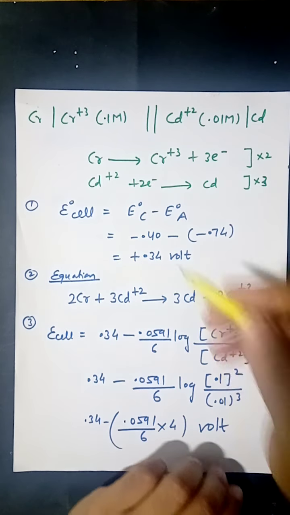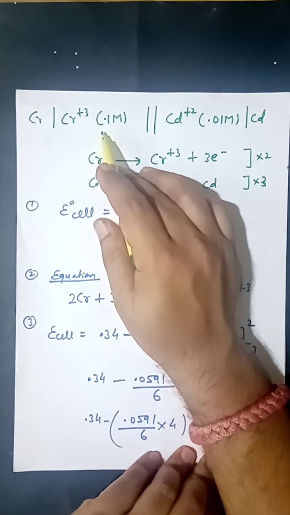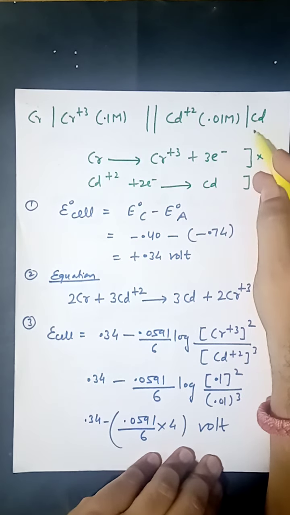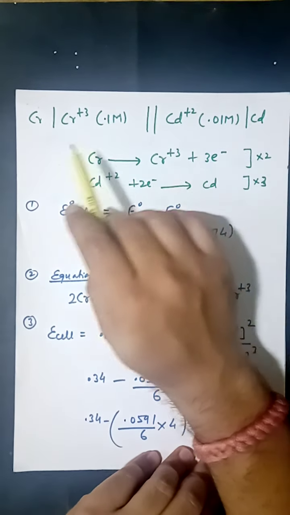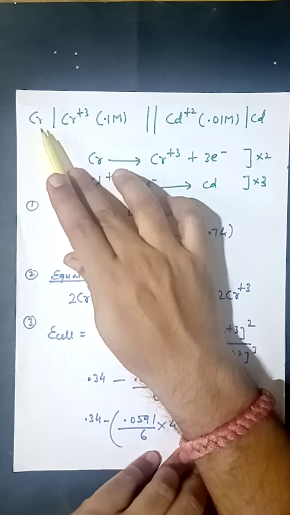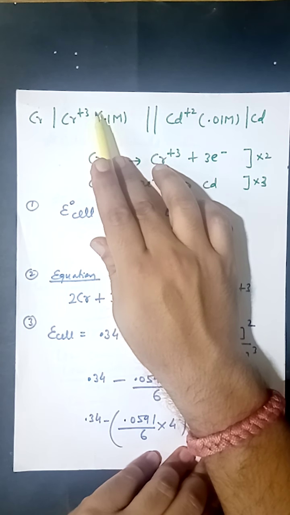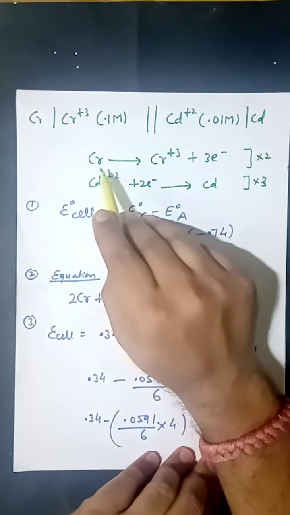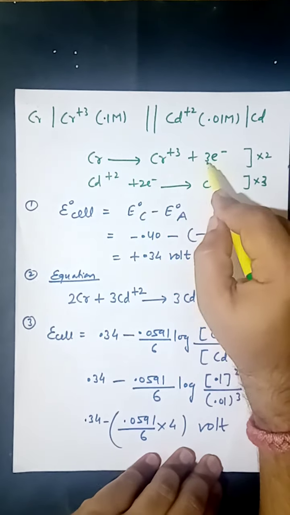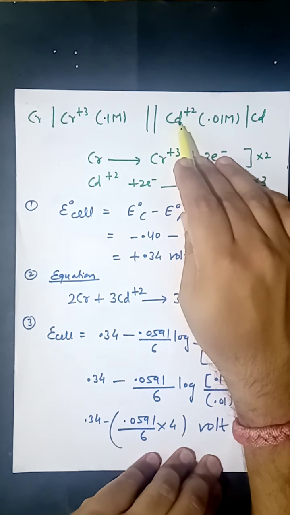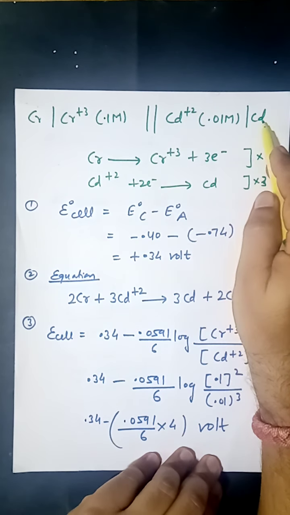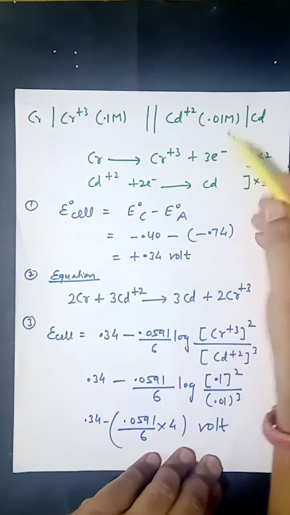Now, as per the question, this should be anode and this is cathode. First, balance the reaction at anode. You can see here chromium converts into chromium 3 plus by loss of 3 electrons. Here cadmium 2 plus converts into cadmium by gain of 2 electrons.